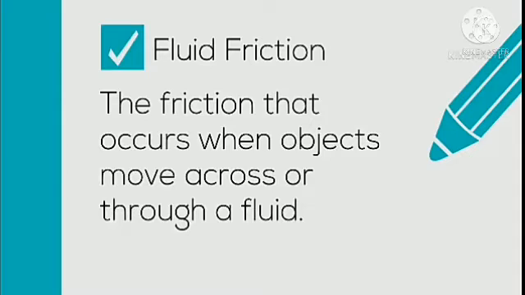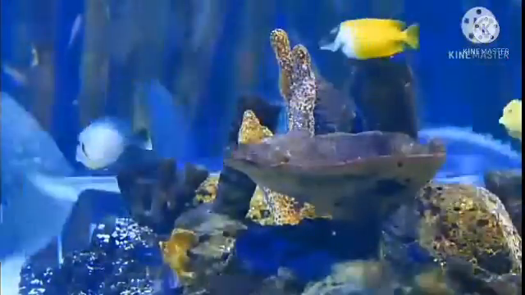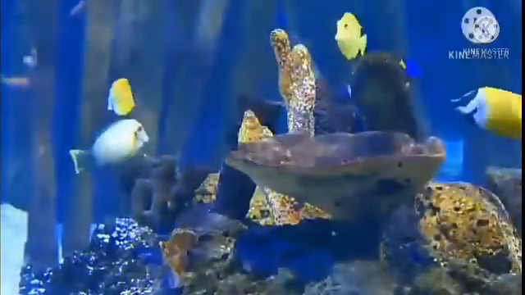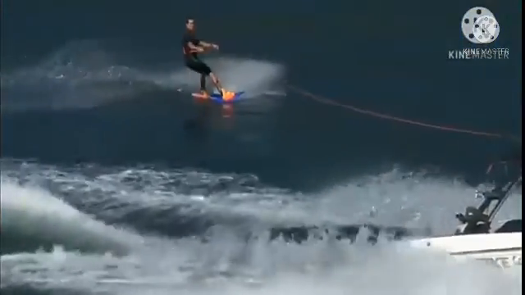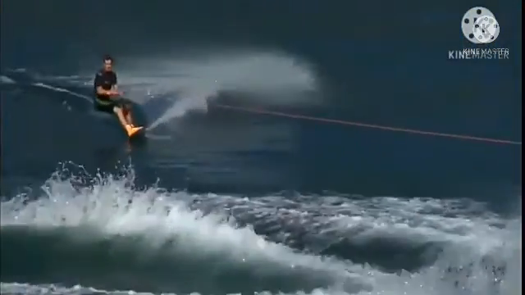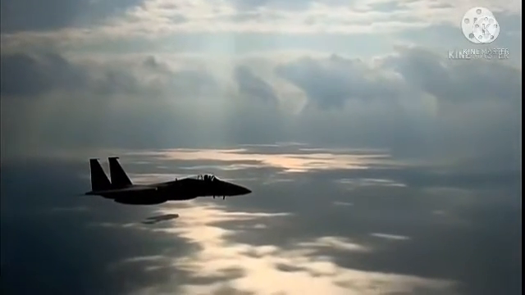Fluid friction is friction that occurs when objects move across or through a fluid like air or water. The fishes in the water have fluid friction. Sliding through water also involves the use of fluid friction. Then an aeroplane in the air makes use of fluid friction.